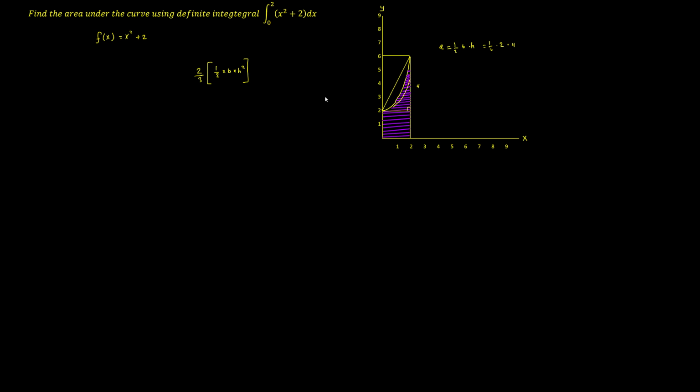What are we going to do? I'll say 2/3 times 1/2 times what's our base? Our base is 2, right? 2 times the height is 2 squared, right? That's what we said. If you square 2, it's going to be 4. Or you can say 2 squared.